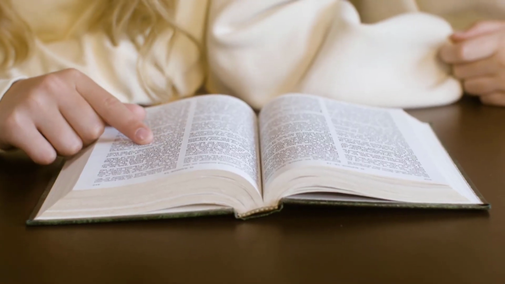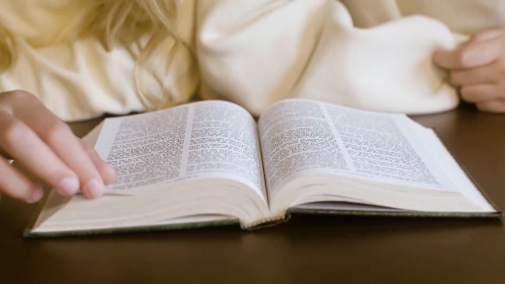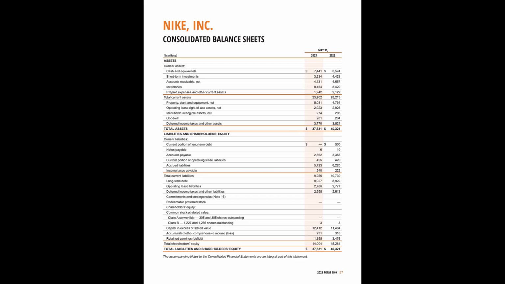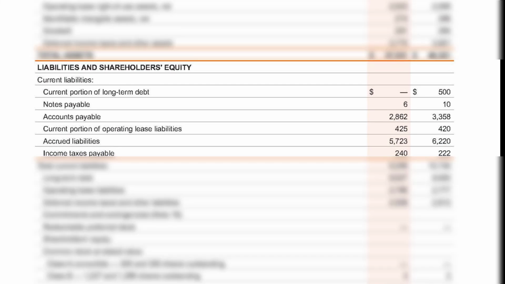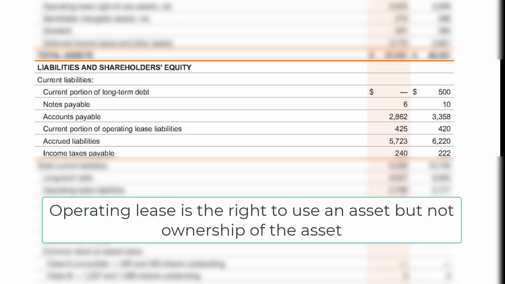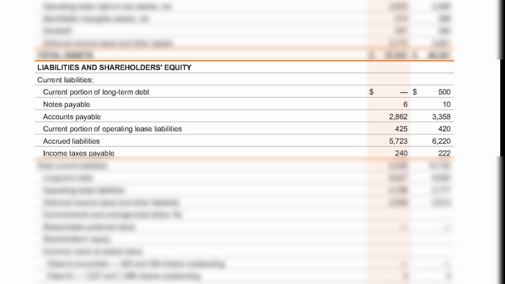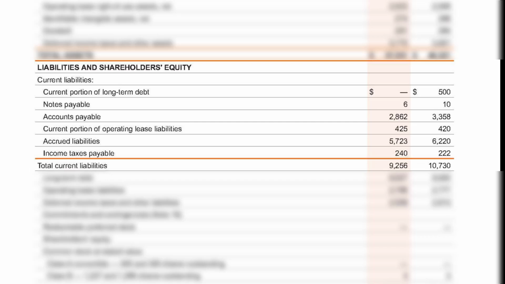Now that we've defined the most common liabilities, let's take a look at Nike's balance sheet. Here we have the balance sheet for Nike as of 31 of May 2023. First are the current liabilities, including current portion of debt, notes payable, and accounts payable. Next we have current portion of operating lease liabilities. An operating lease gives you the right to use an asset but not ownership of that asset. For example, you might lease a store. Current portion of operating lease liabilities is the portion of the funds owed for the lease due within the next 12 months. Next are accrued liabilities and income taxes payable. Add them all up and we get our total current liabilities.